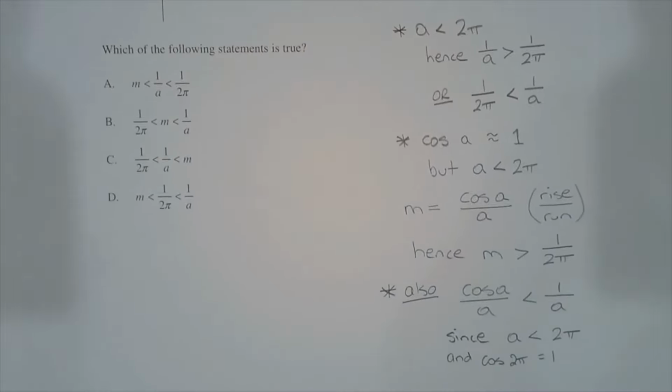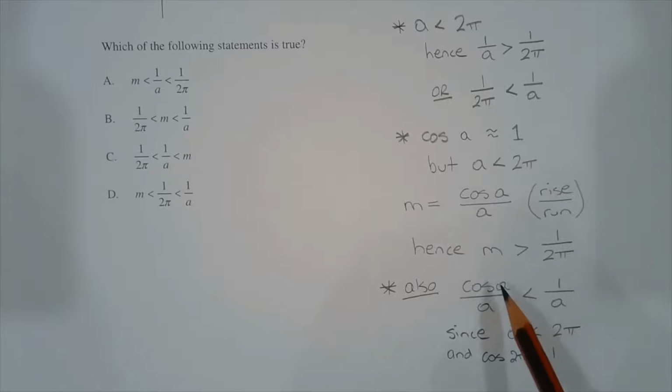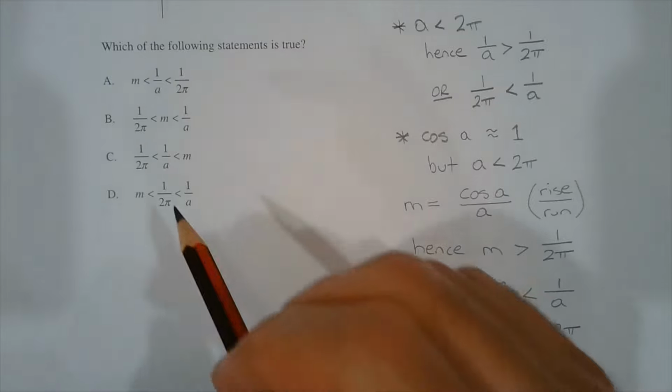The last point to consider is that cos of a over a is less than 1 over a, since a is less than 2 pi, and cos of 2 pi is approximately equal to 1. So in an inequality, if the denominators are equal, but one numerator is slightly less than the other numerator, so cos of a is ever so slightly less than 1, cos of a over a, or m, is less than 1 over a. Hence, the answer is option B.